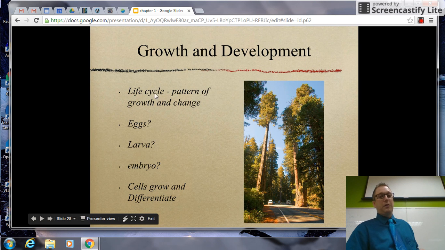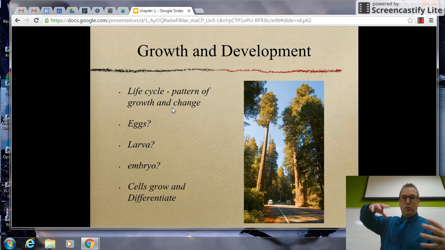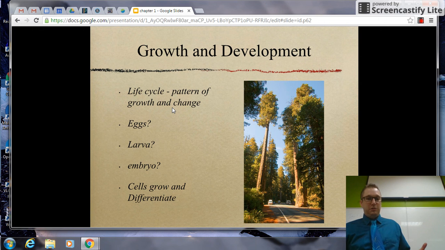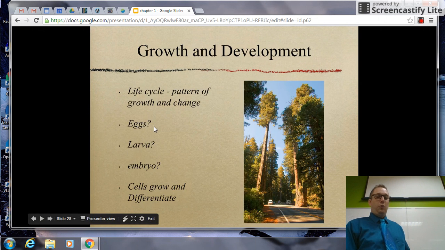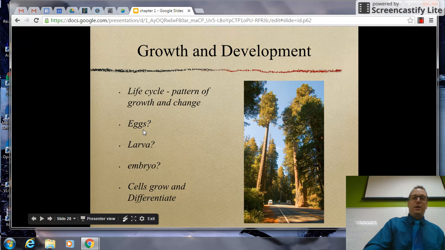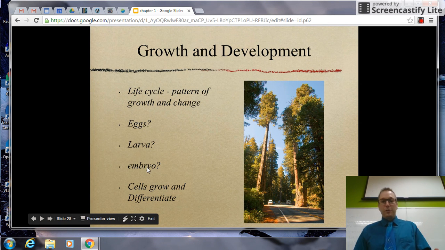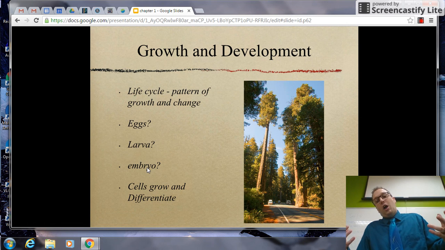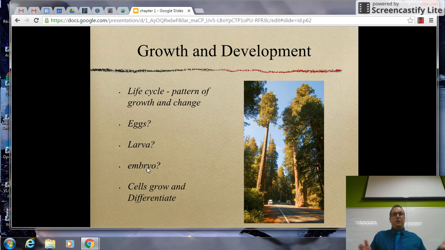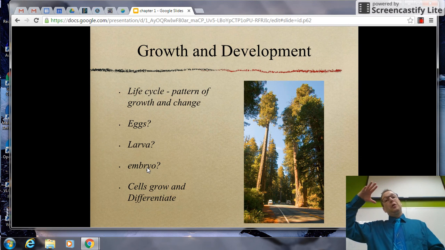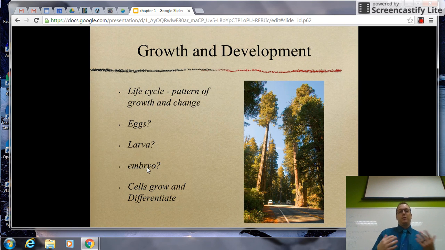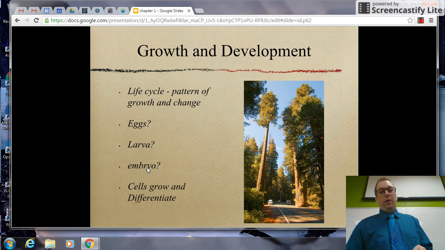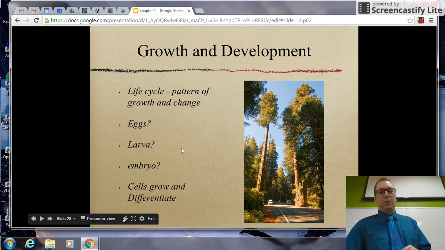Next, every living thing grows and develops. Everything has some sort of life cycle, patterns of growth and change. They start out as usually a one-celled organism, and they grow larger by adding more and more cells. Some things start out as eggs. Some start out as larvae. Some start out as embryos. But they all grow. They all get more cells. They all differentiate. Except for single-celled organisms, unicellular organisms, but they get bigger. So they still have growth and development and change, just not as drastically as multicellular organisms.